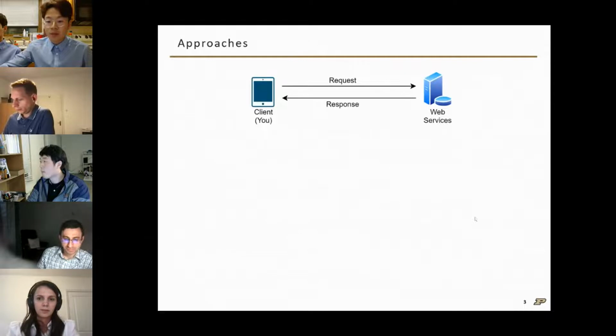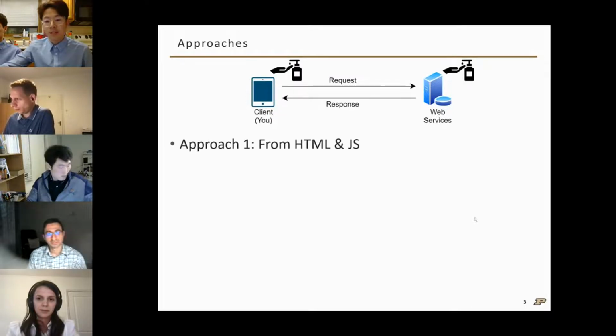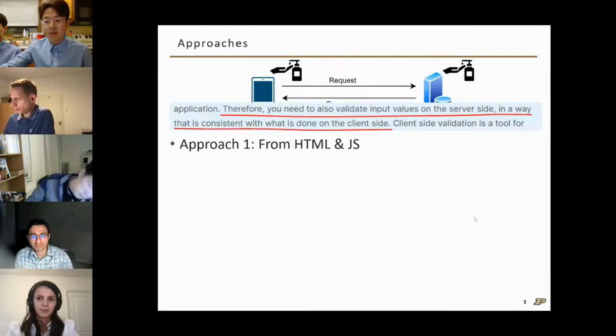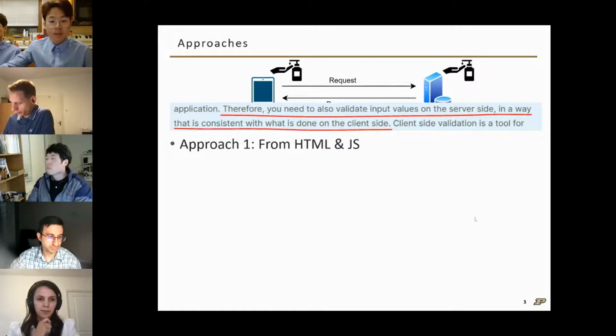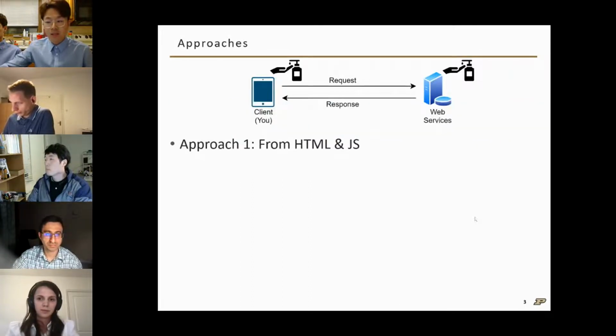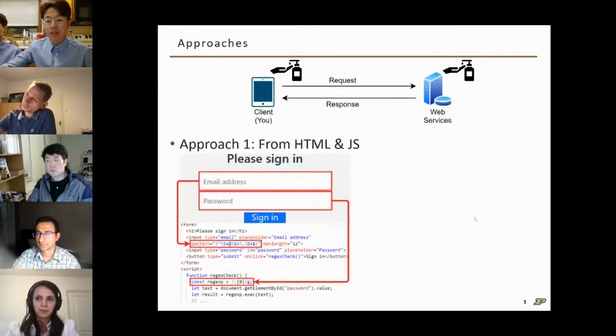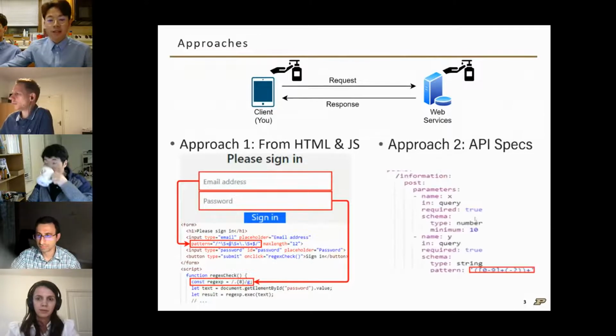For a client-server model, both client and server side would often have sanitization, which includes regexes. And our first approach is based on the assumption that server-side sanitization repeats client-side. And here's one example from Mozilla. Because we are interested in server-side regex, we start with client-side, and we do that by parsing front-end HTML and JavaScript code. And for the second approach, we search for the API specs that web services publish online, and those specs often contain regexes as well.